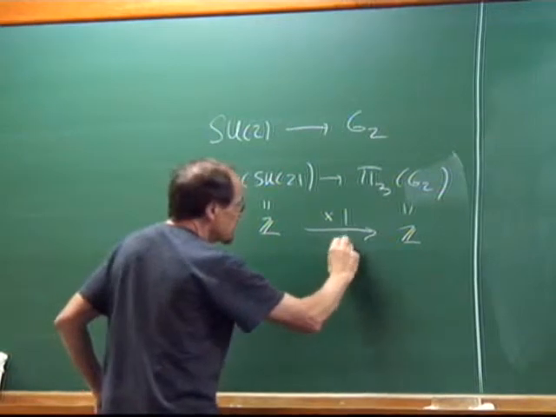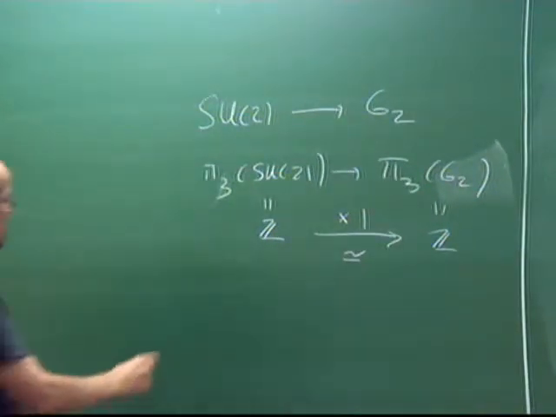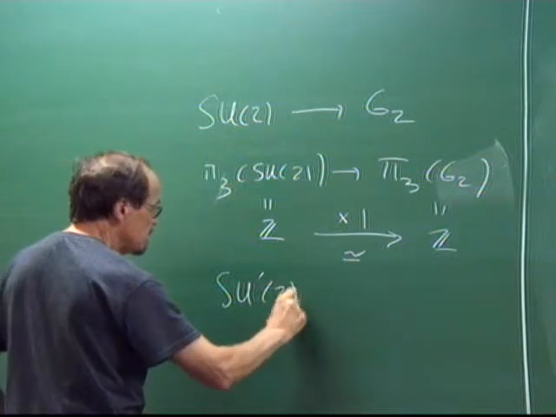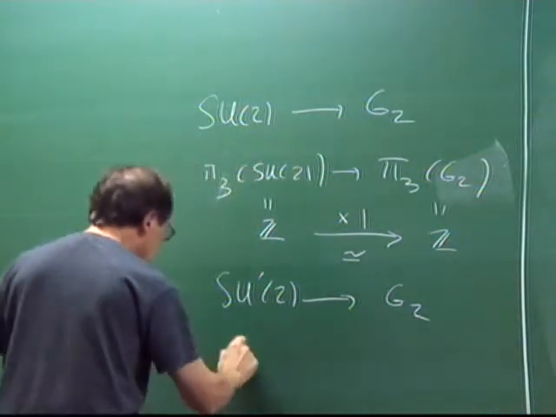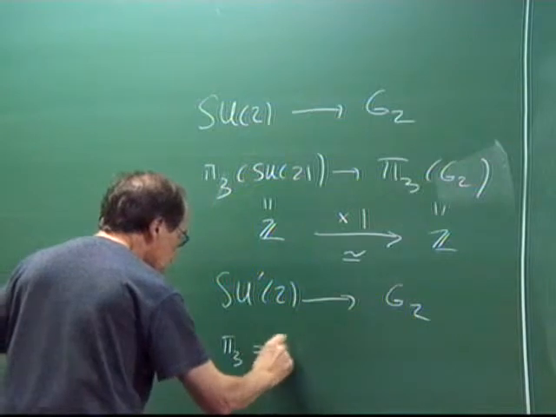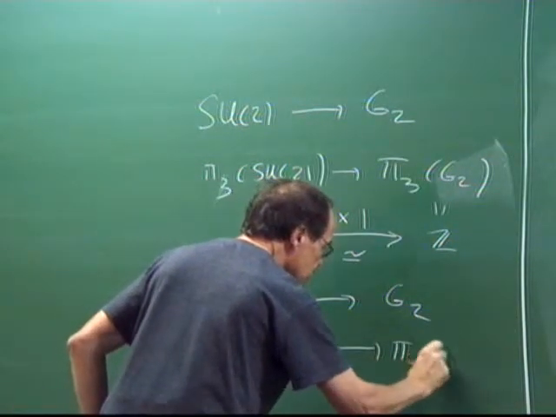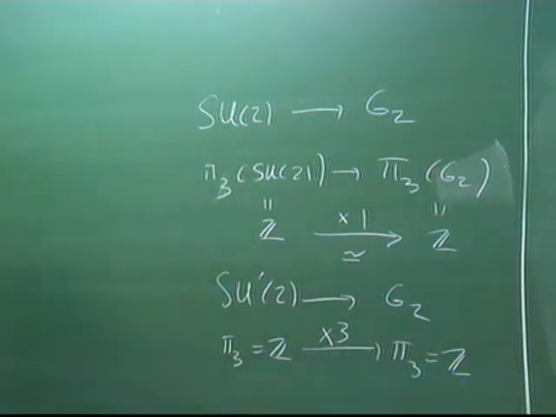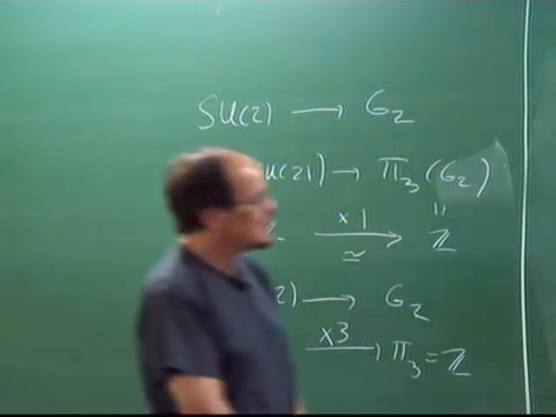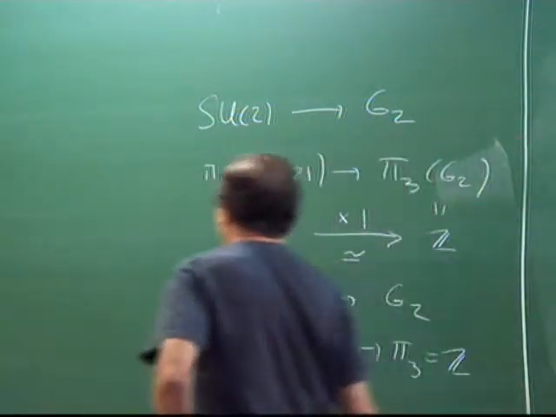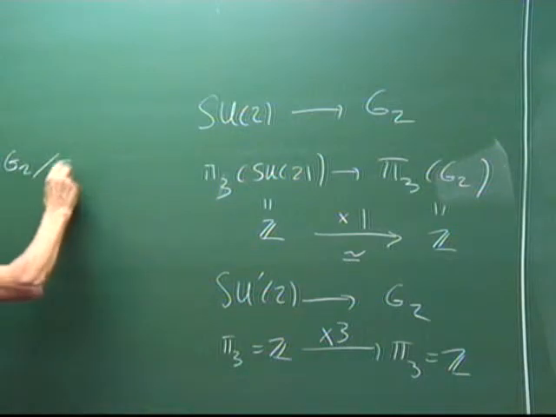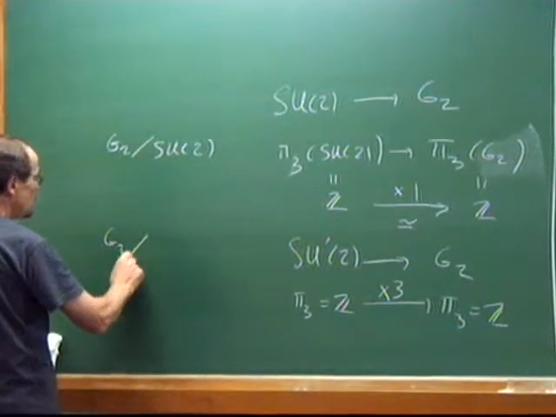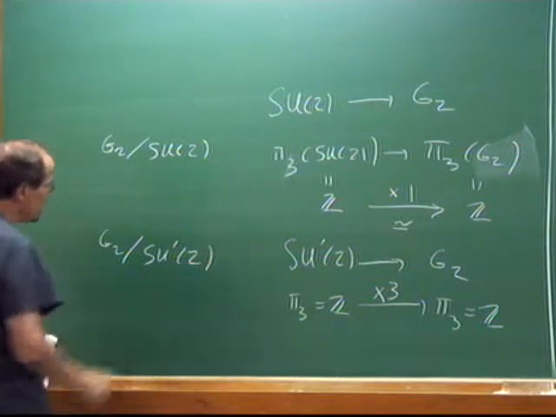So for this group, I claim it's an isomorphism. But if we look at the other inclusion, so again I get a map from pi 3, which is Z, into pi 3, which is Z. And this I claim is multiplication by 3 instead of 1. So it's not an isomorphism. So they're really very different subgroups. They have different topology if you want to. For example, it implies that if I take G2 mod SU2 and G2 mod SU prime 2, they have different homotopy type.